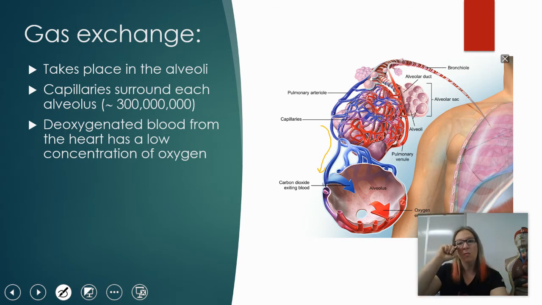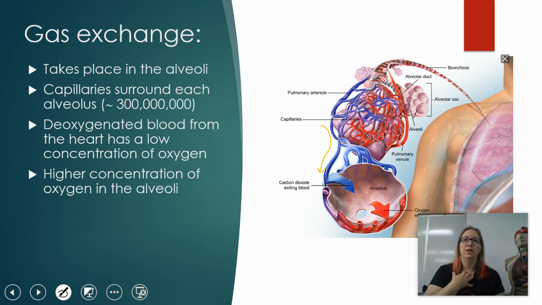So what's happening is the deoxygenated blood from the heart, so these blue capillaries are coming in, that pulmonary artery is bringing that deoxygenated blood from the heart. It's branching off into these smaller little capillaries. It has a very low concentration of oxygen, okay? But it has a very high concentration of carbon dioxide.